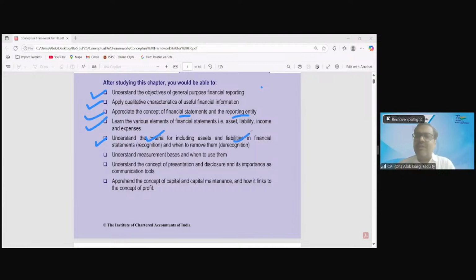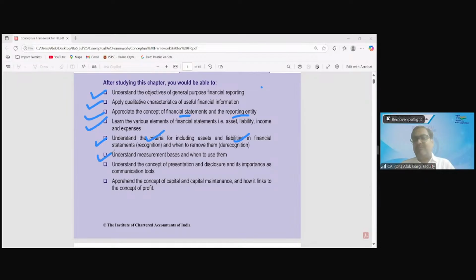ये recognition और derecognition income और expense का भी होता है क्या? So income and expense is recognized but not derecognized. Derecognition नहीं होता ना, मतलब उसका recognition derecognition अलग से नहीं होता है income and expense का, right? But asset and liability का होता है, because if something is there in the balance sheet, it is only required to be derecognized. Otherwise, how come it is derecognized, right? So recognition, derecognition is only for assets and liabilities. Okay. So this framework gives you the criteria for recognition and derecognition.